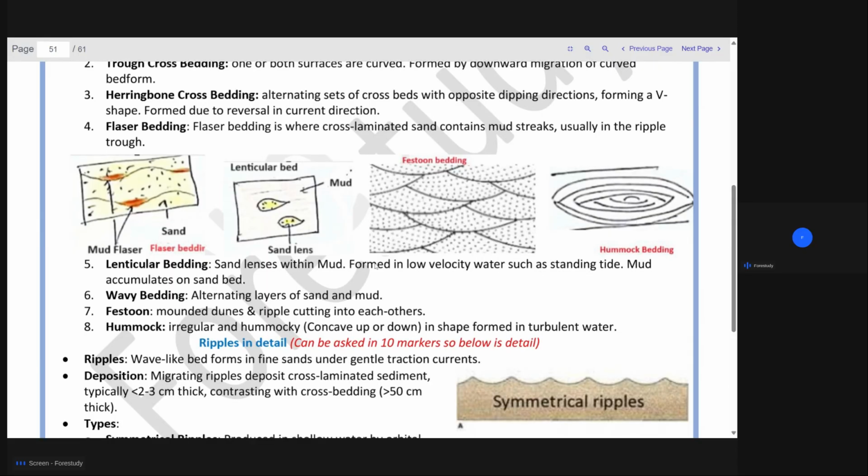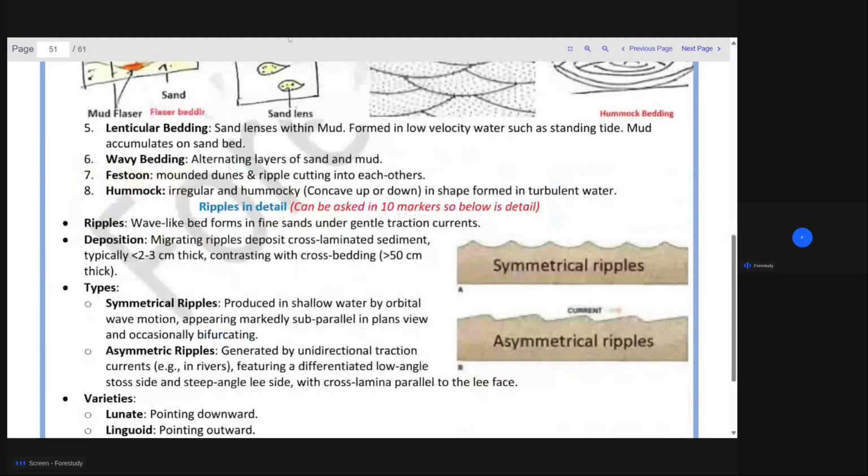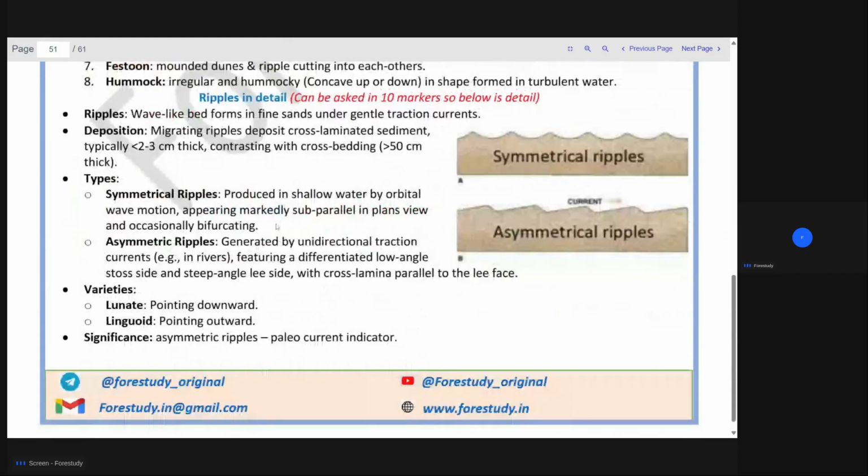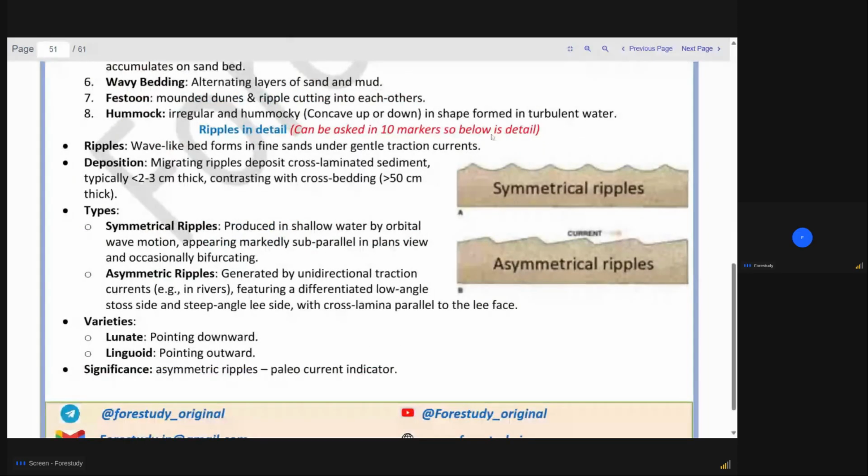Now we'll talk about ripples in detail. This can be asked for 10 marks. So below is the detail. We have symmetric ripples and asymmetric ripples, wave-like bed forms in fine sands under gentle traction currents. Migrating ripples deposit cross laminated sediment, typically 2 to 3 centimeters thick, contrasting with cross bedding that is greater than 50 centimeters thick. So ripples are of much smaller size than dunes and cross beddings.